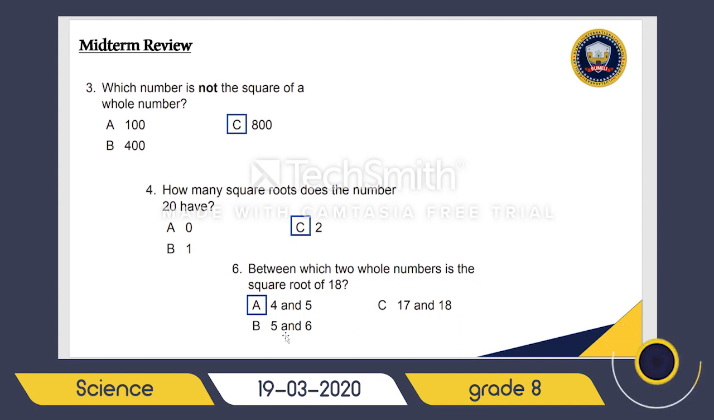B is not right because the square of 6 is 36. The square of 5 is 25. 18 is not between 25 and 36. The same thing for C, which is much bigger. So the right answer is A. This is how to predict the square root of a non-perfect square. You try to find the two perfect squares that are in between, take their square roots. So your square root will be between these two values.